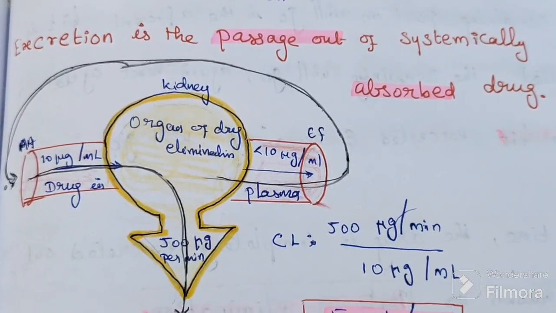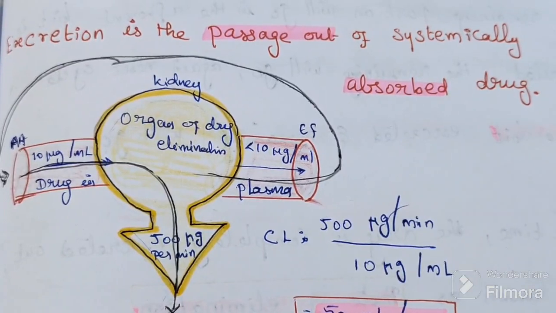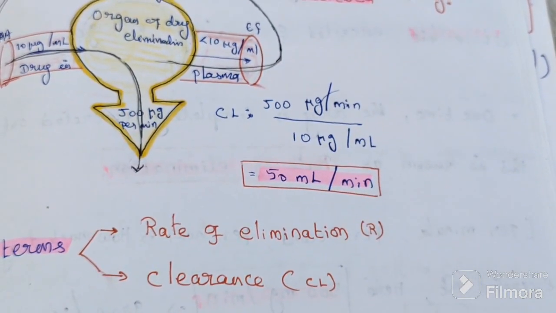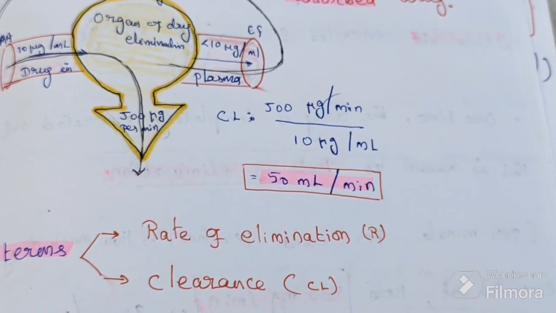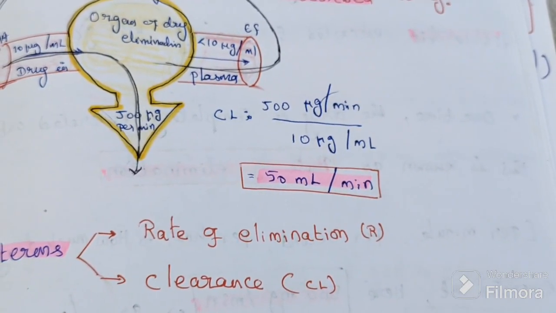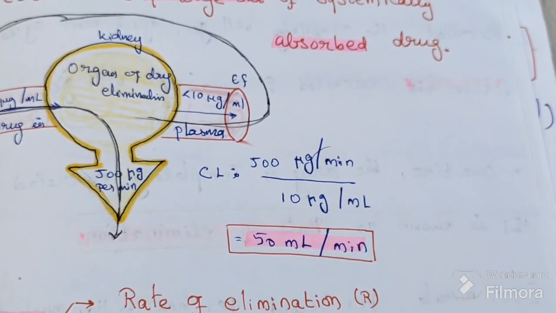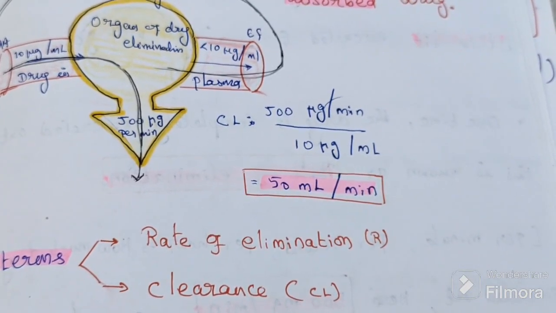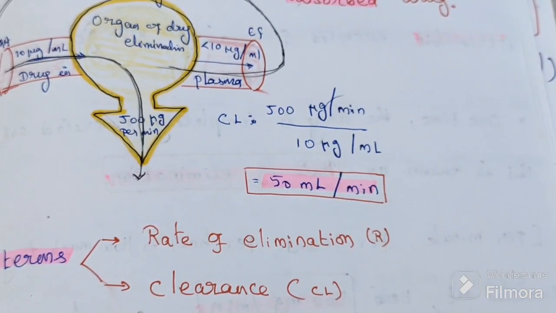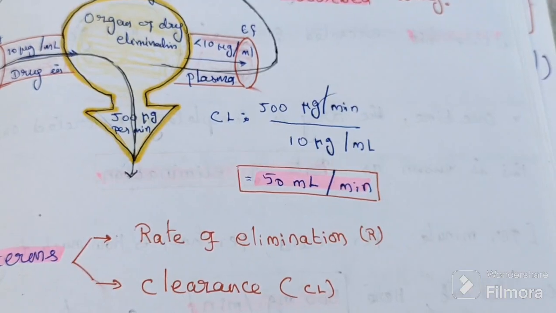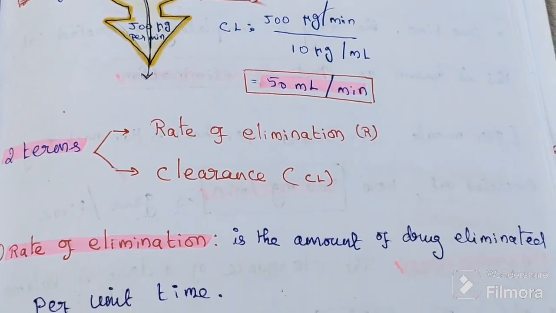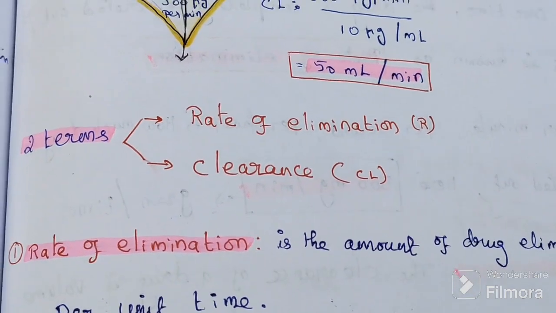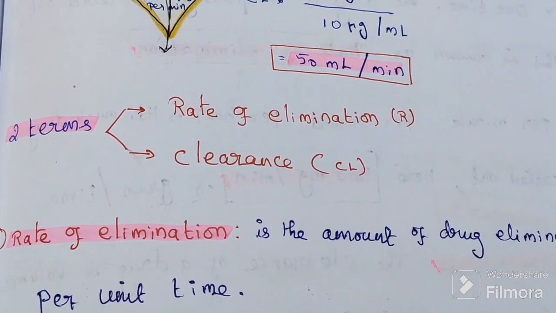What is excretion? To understand excretion, we want to understand two terms. What are the two terms? The first is rate of elimination, and the second is clearance. If we understand these two terms, it will be easy to understand the mechanism of excretion of drugs from the kidney. So first is rate of elimination. What is rate of elimination?